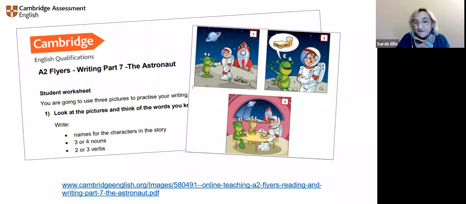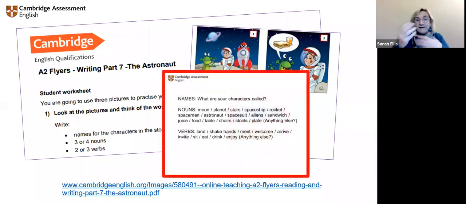You've got some three nouns or verbs, and you build up the vocabulary, which then they might use in their story. You don't have to use all of it, but again, it's helping them have some support before you ask them to do the writing.